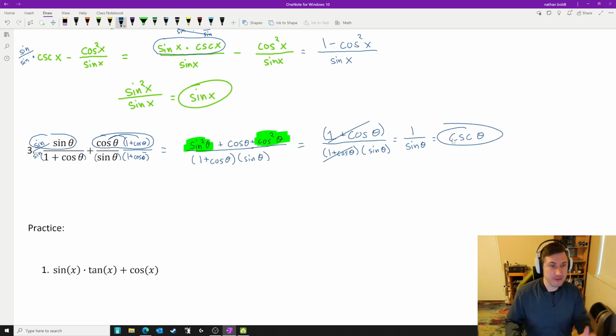All right, but the new thing on this problem was just having to get a common denominator by manipulating both fractions. We had to multiply this denominator by the one on the right, and we had to multiply this denominator by the one on the left. Manipulating both fractions there.